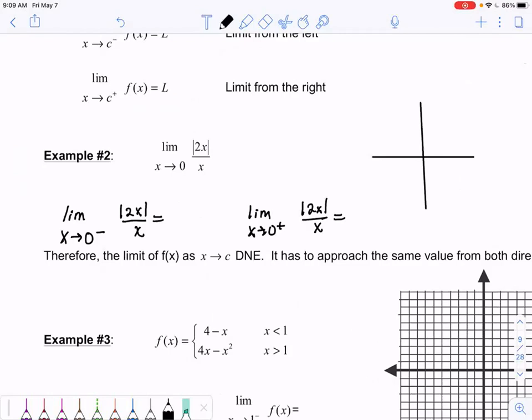I added the two one-sided limits that we're going to look at. So you're using the absolute value of 2x over x. I want you to graph that in your calculator. Make yourself a little sketch, and then we're going to add the one-sided limits so that we can look at the graph from the left and the graph from the right.